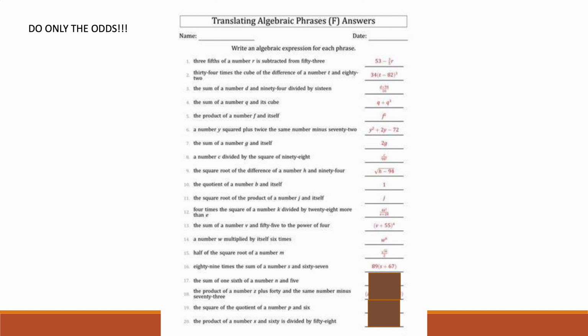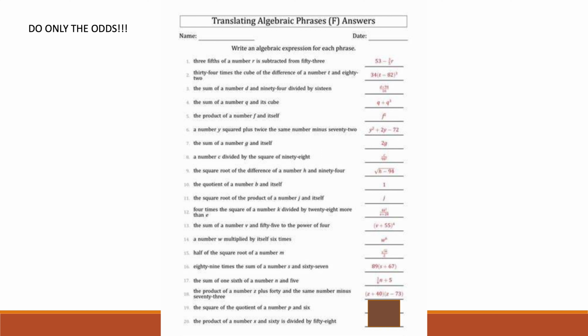Number 17, the sum of 1/6 the number n and 5. So I got to do 1/6 times n, because of the word of, or I could do n over 6, it's the same thing, plus 5. Okay, this one does 1/6 n plus 5.